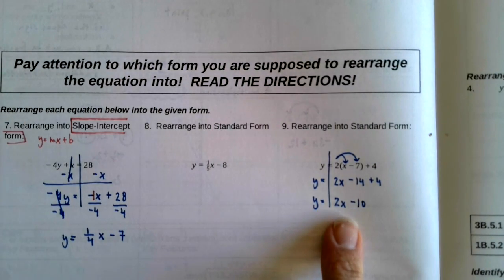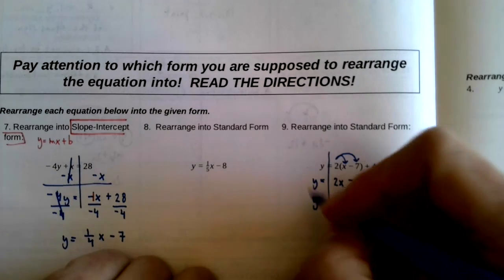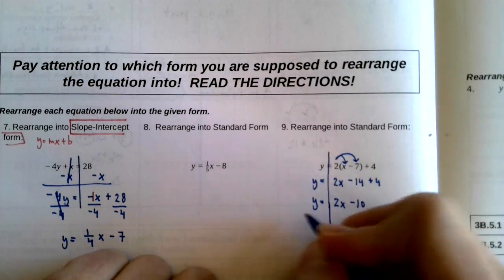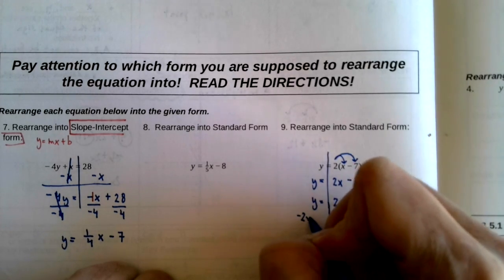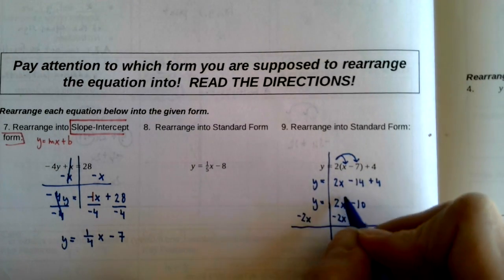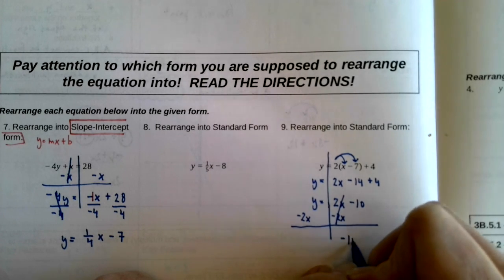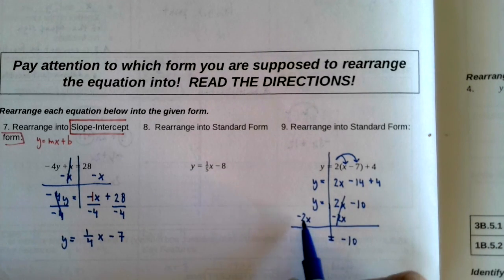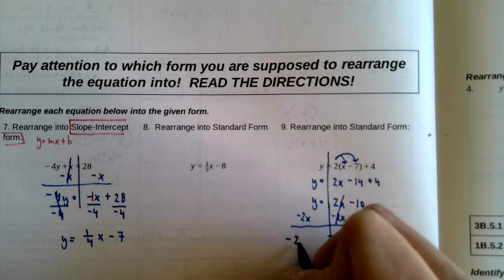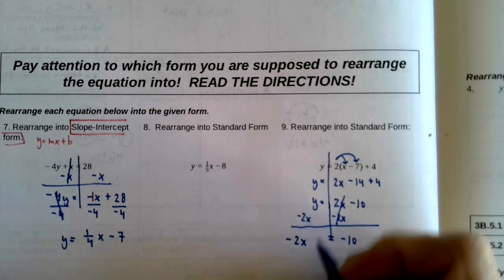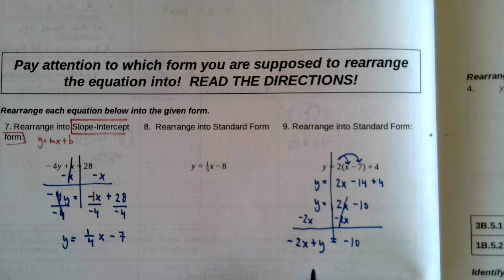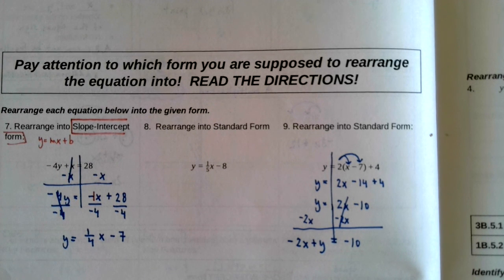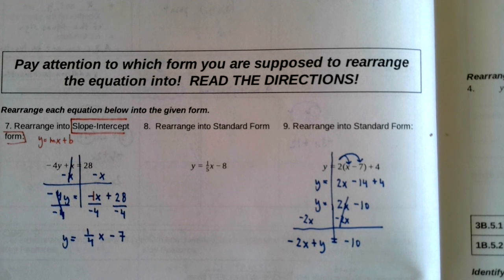Now I can go ahead and get x and y on the same side. I want to move my x over. I'm going to move that by subtracting it. So over here, I'm going to have negative 10. Over here, I'm going to take my negative 2x. My y was positive, so I have plus y. And now I get negative 2x plus y equals a negative 10, and I've rearranged that equation into standard form.